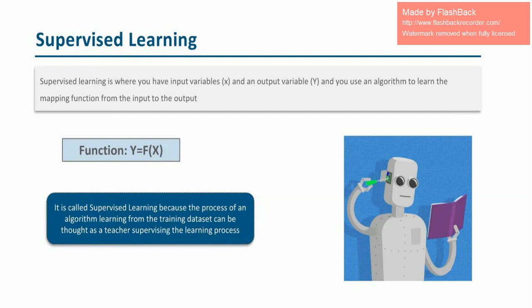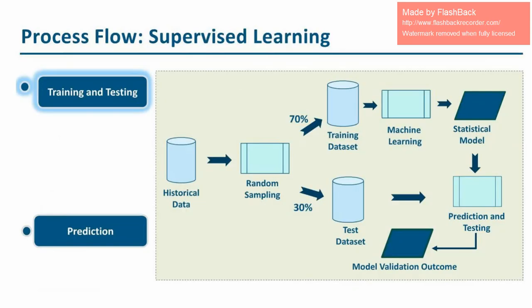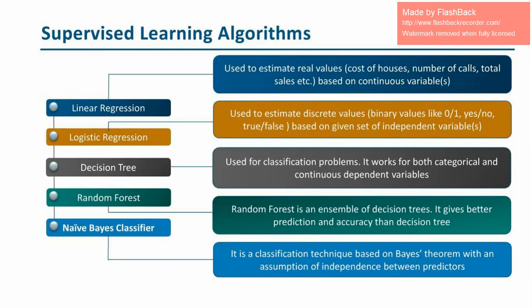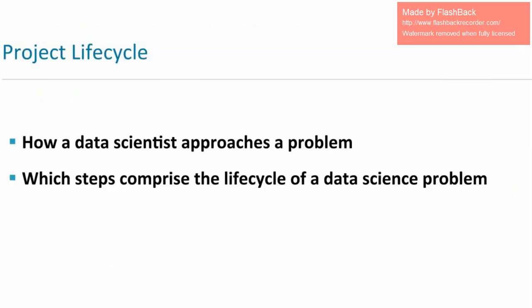We also learned about the process of supervised learning: historical data, how the test and train data are utilized, and machine learning and statistical model evaluation and things like that. Once again, we also got to know how supervised learning works, using different models like linear regression, logistic regression, decision tree, random forest, and Naive Bayes classification.